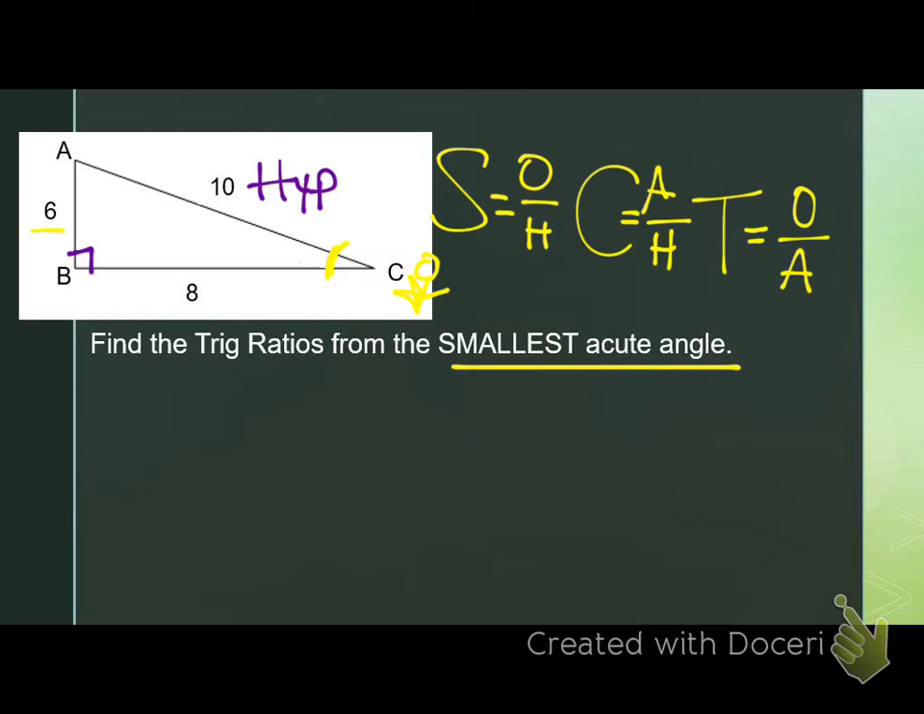So here's what matters. Your opposite will change based on what angle you are looking from. So when I'm looking from angle C, what is opposite of angle C? 6. So go ahead and label it as the opposite. It is opposite of my angle. So we've got hypotenuse, we've got the opposite. My remaining side will be the adjacent. Adjacent means like they share a wall, they're next to each other, that kind of thing. Okay, so we've labeled our sides.